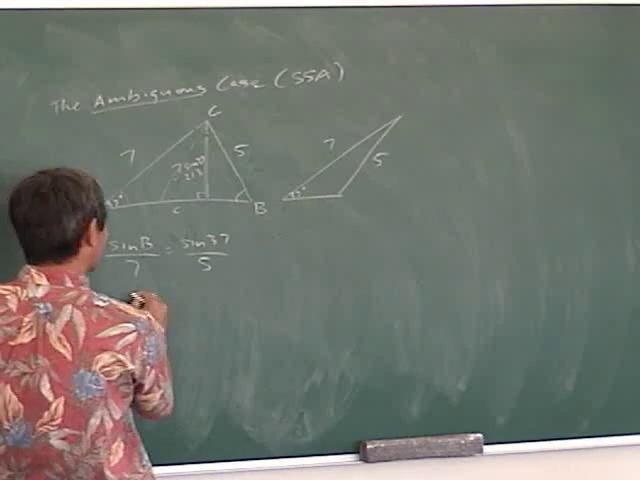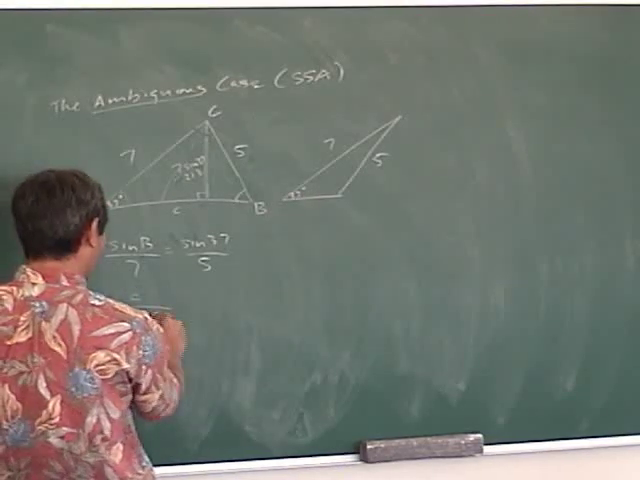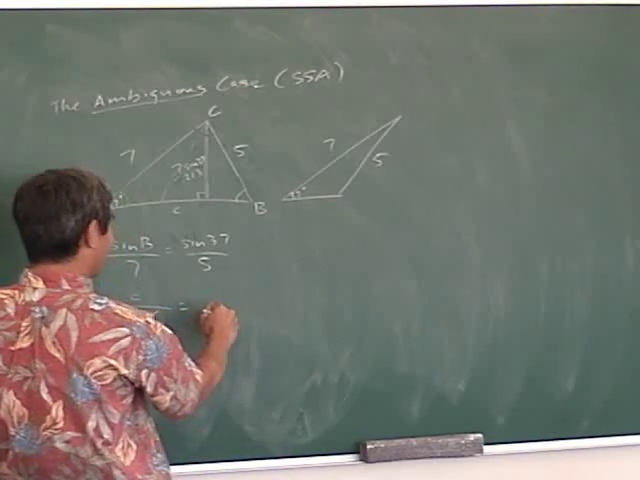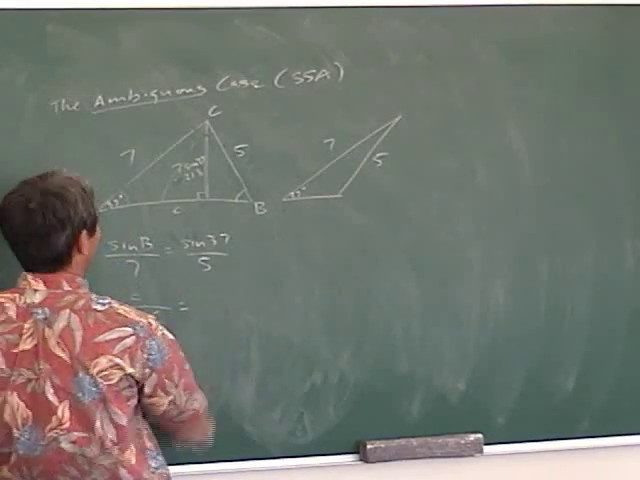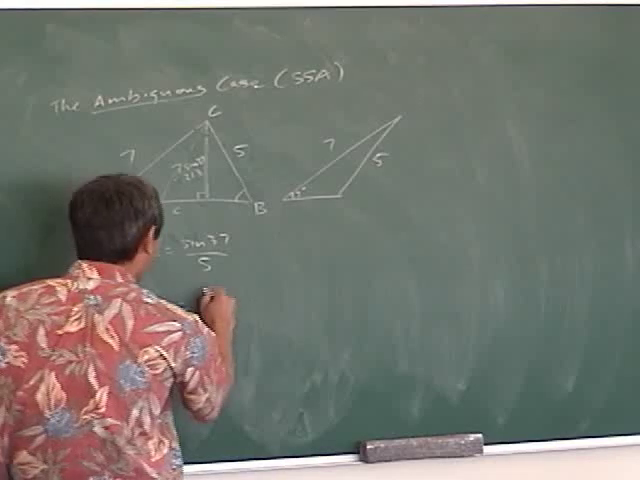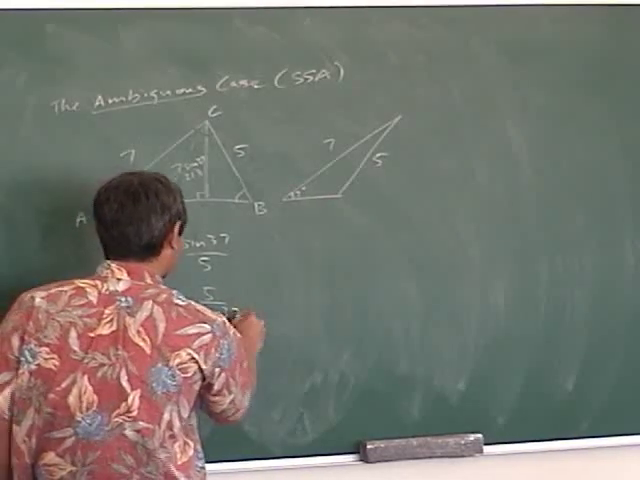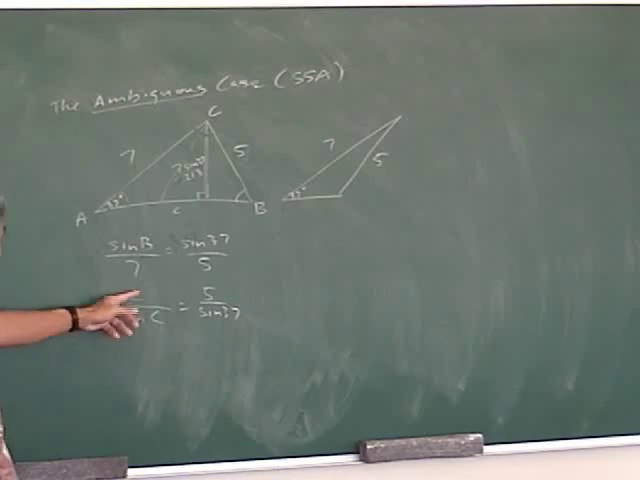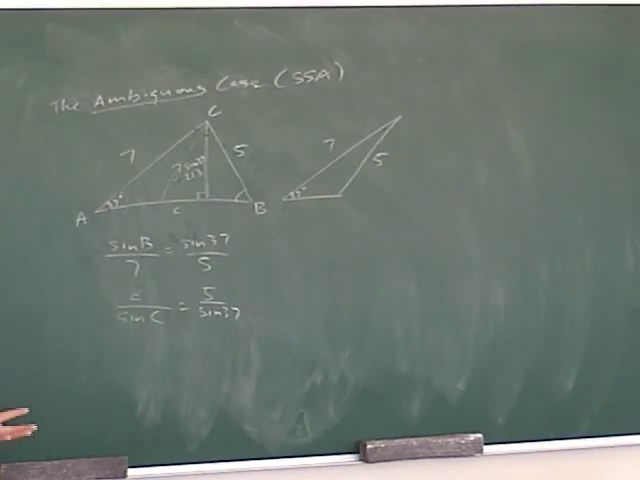You just go C over sine C, which you now know, is equal to 5 over sine 37. It's always the opposite one. So then you would use this equation to find the sine C. Okay, but there's 2 answers. This is only one answer. So how do you get the other answer?